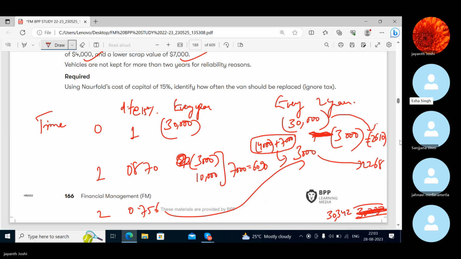See, this running cost is there or not in the first year? If you are going to replace the asset every 2 years, are you not going to take the first year running cost? Are you not going to spend running cost in the first year? And in the second year also you're going to spend the running cost, which is 4,000. And you're also going to sell the asset and get 7,000. So I directly adjusted them and wrote 3,000 here.